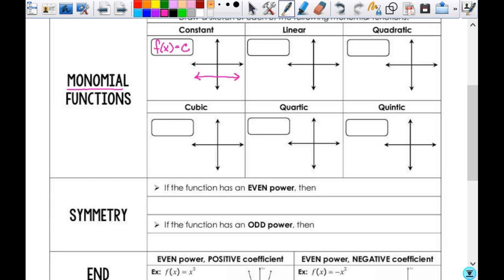Okay. Linear would be f of x equals what? x. Something like that. Quadratic, f of x equals what? x squared. So it's like a parabola. Or it's not like a parabola, it is a parabola. Cubic, f of x equals what? x cubed. Looks like this.